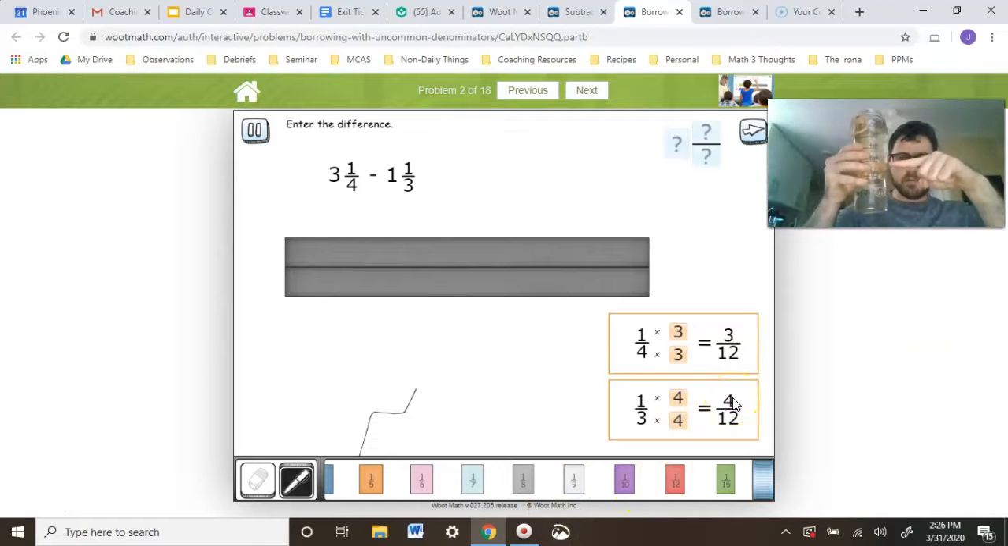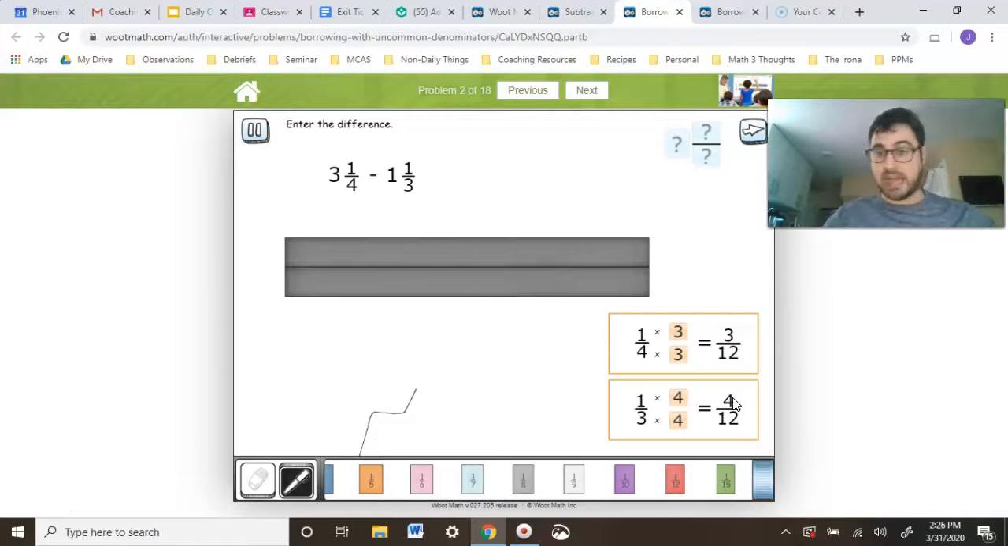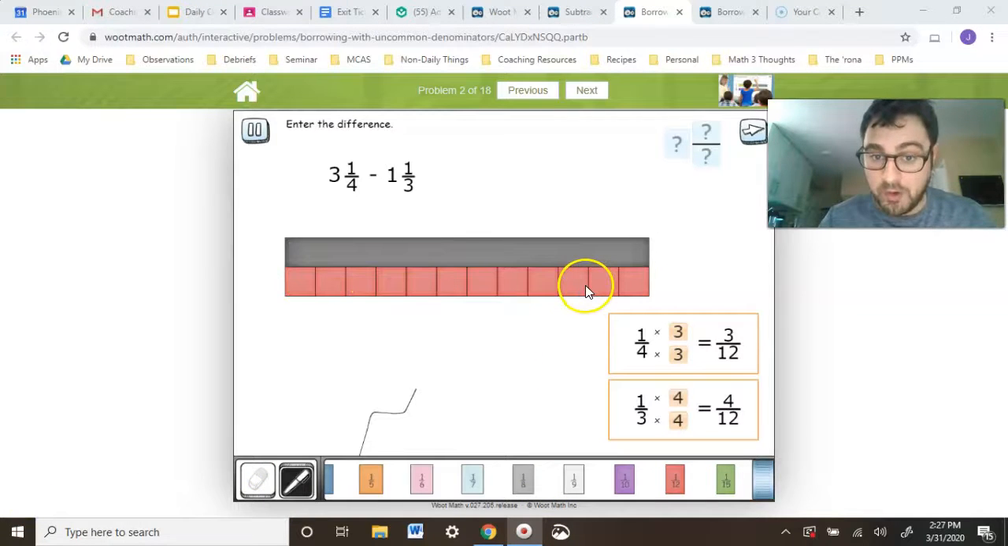So remember earlier when I only had this amount, but I wanted this amount? What did I have to do? I had to borrow from the larger amount. So that means what I need to do is go to this value and change it into something that makes more sense. What should I split this up into? That's right, 12ths. So let's just get that in there right now. I'm going to just replace that. Aha. So now I have one whole broken up into 12ths.